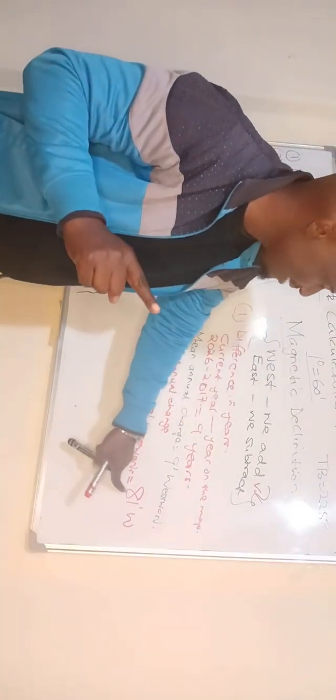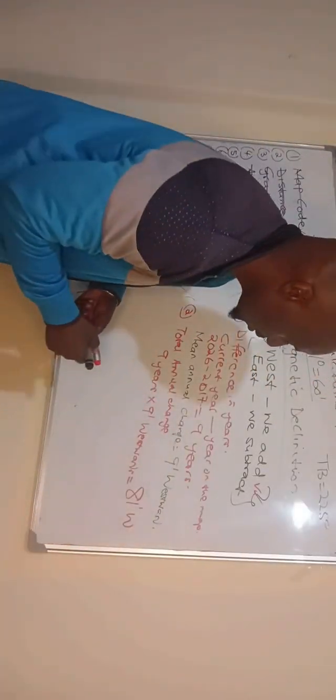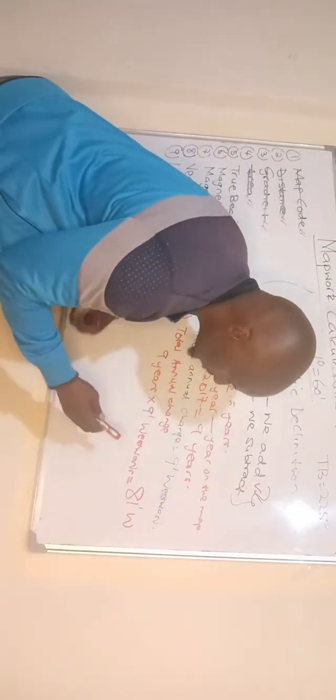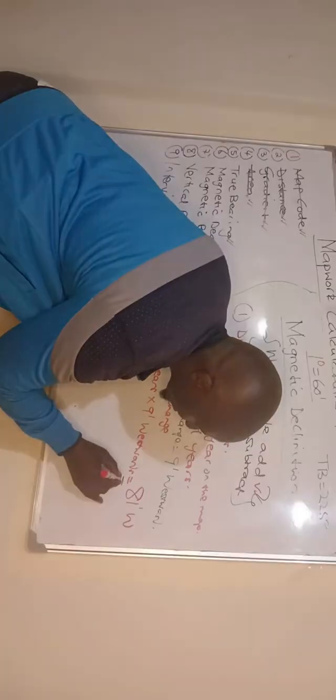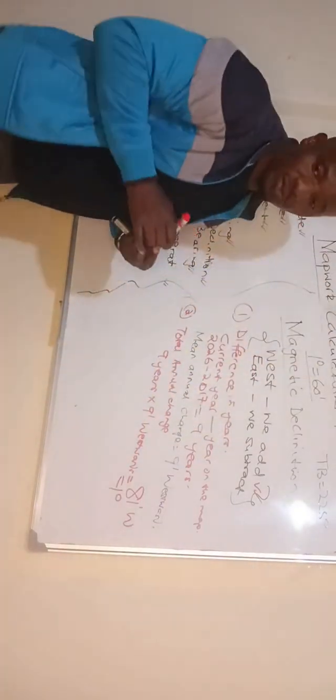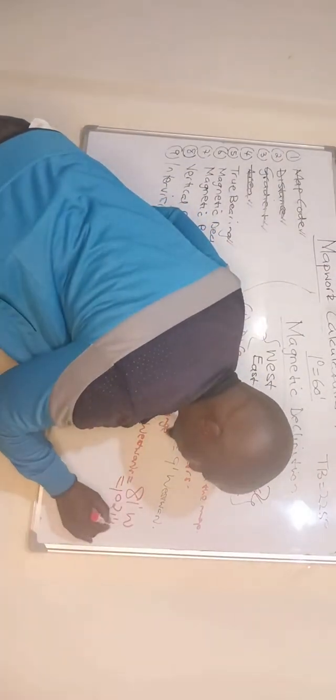We have 60 minutes. Then we'll be left with how many minutes? So it's a matter of just saying 81 minus 60. What will be the answer then? If we convert this, we are going to have 1 degree. Then we'll be left with 81 minus 60, which is 21 minutes. So 1 degree, 21 minutes westward. So that will be our total annual change.